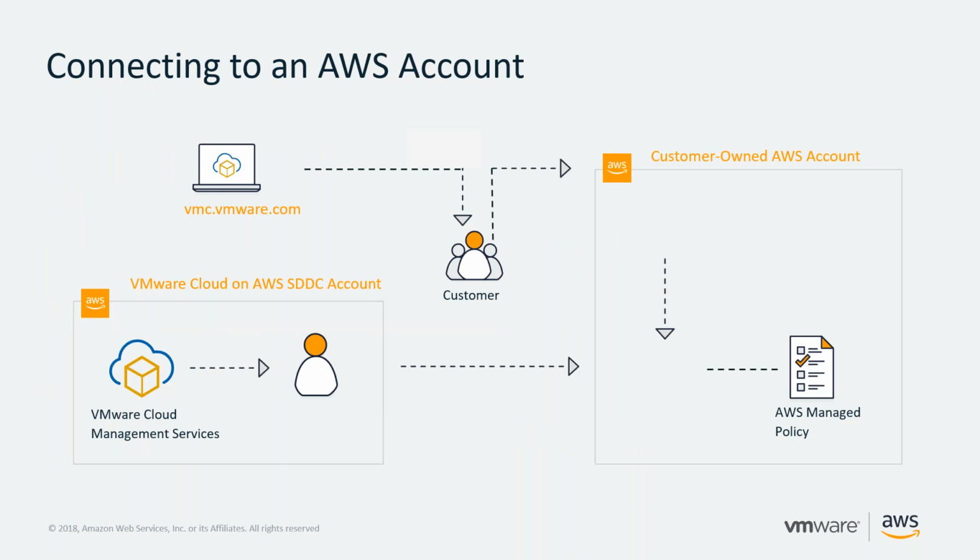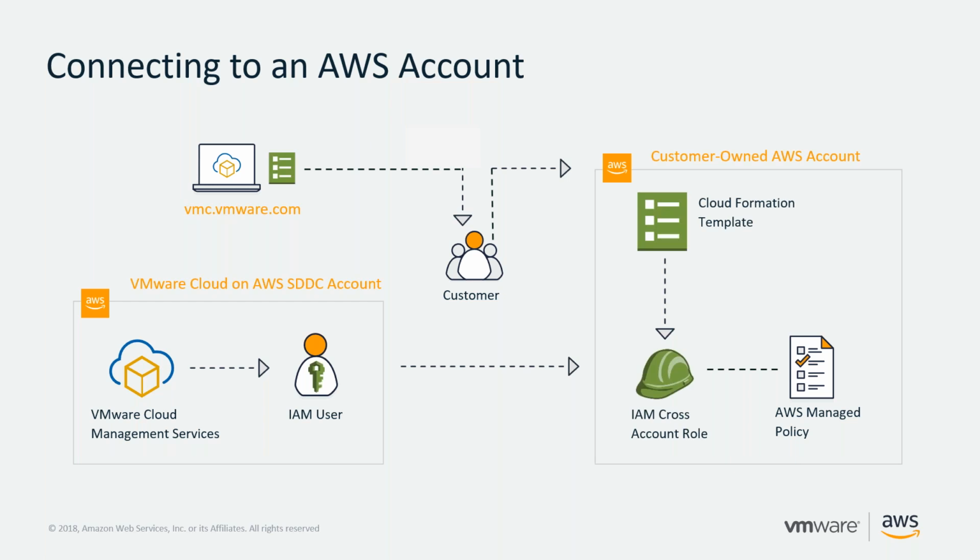So as far as connecting to the AWS account, what happens is a CloudFormation template is run to automate this process. It's going to allow the automated process to link your accounts. It creates the IAM cross-account role with a managed policy that attaches to it. And this role is what VMware will use to make various API calls.